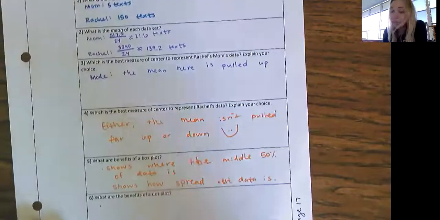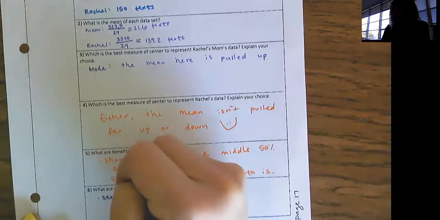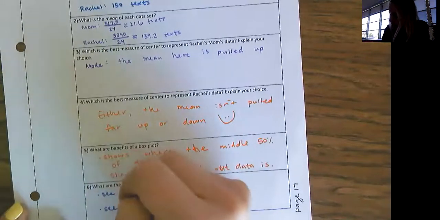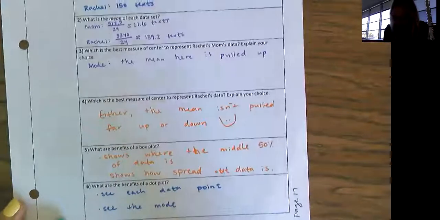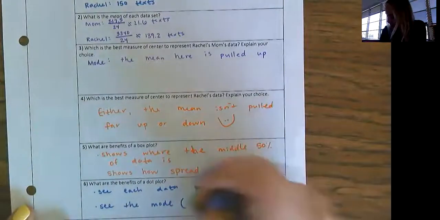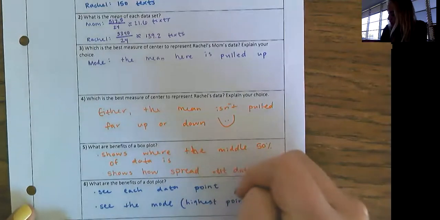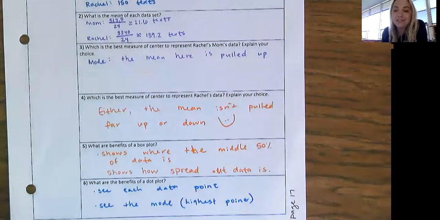Okay, some of the benefits of a dot plot that's not a box plot. A dot plot shows you every single data piece. So I'm going to say see each data point. Another thing that a dot plot will show you that a box plot does not is you can see the mode because you'll have a nice peak. So I'm going to say highest point. Benefit of a box plot, benefit of a dot plot.